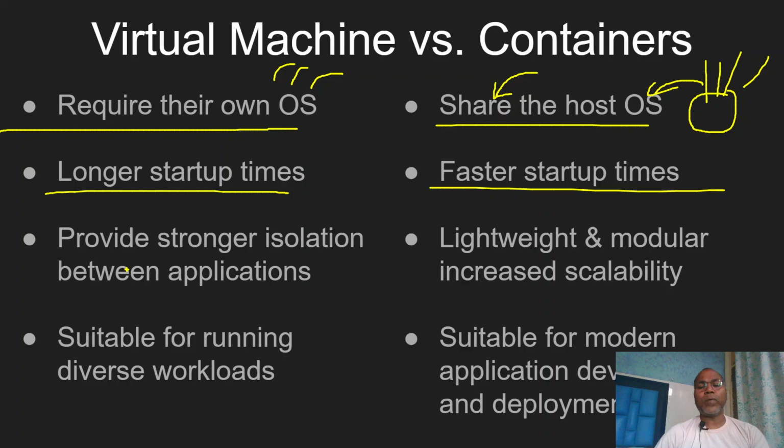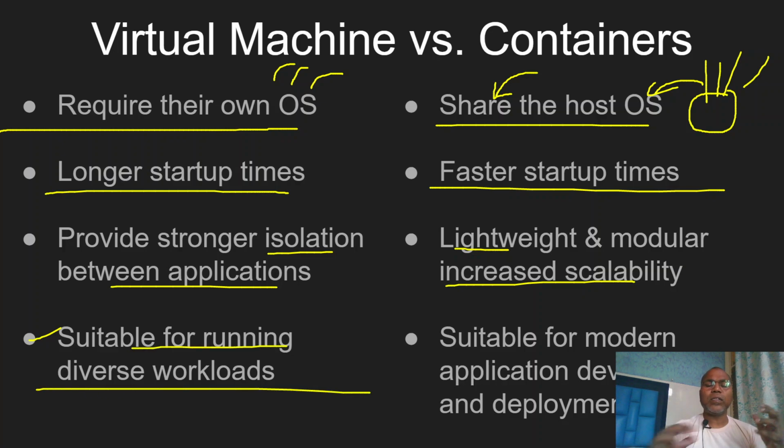And both can provide strong isolation between the applications. Here, with a virtual machine, everything is different, even the memories. But containers are more lightweight and more modular, and they can increase scalability. Generally, virtual machines suit running applications that require diverse environments: maybe one application I want to run on a Windows machine, one on a Linux machine, one on different specific kinds of servers. In those scenarios, a virtual machine is the fit.